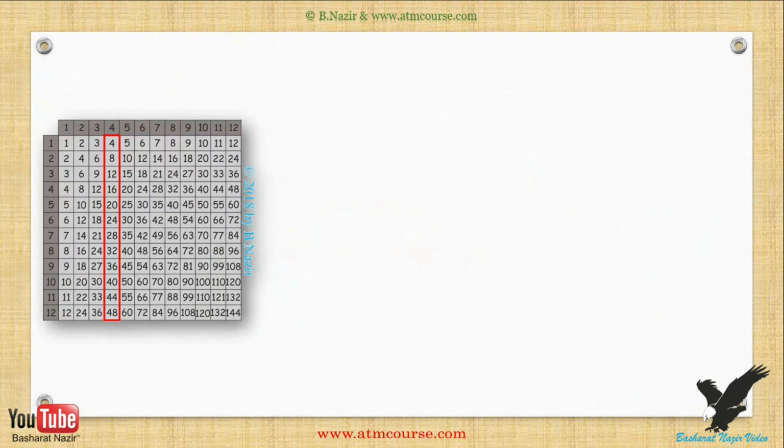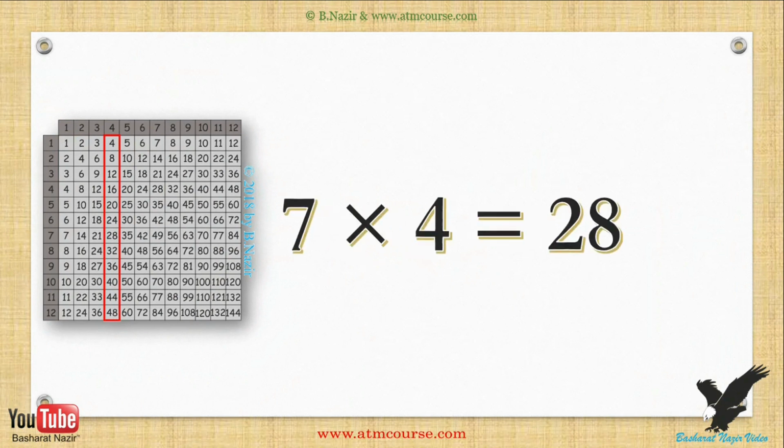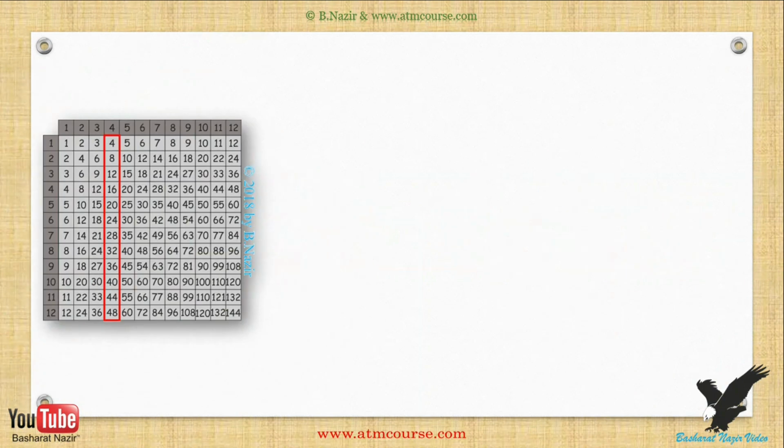7 by 4 is equal to 28. We say 7 times 4 is 28. 8 by 4 is equal to 32. We say 8 times 4 is 32.